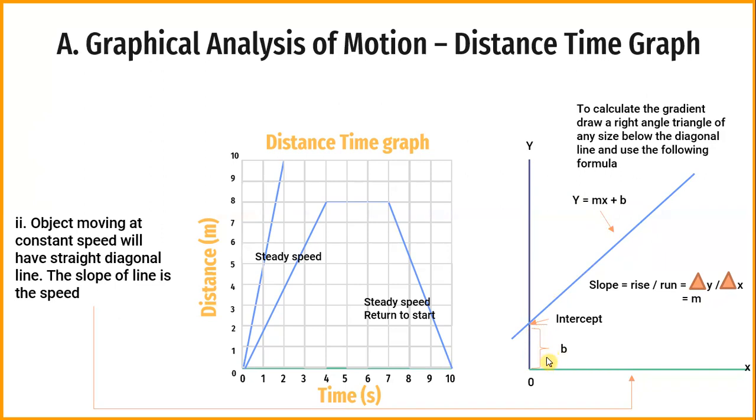b is the intercept, where y equals mx. After you divide this value, you get the value of mx plus b. x is the value of x, where you get the actual x. Let's say you want to find the slope at this location. So you have to use this formula, y equals mx plus b.